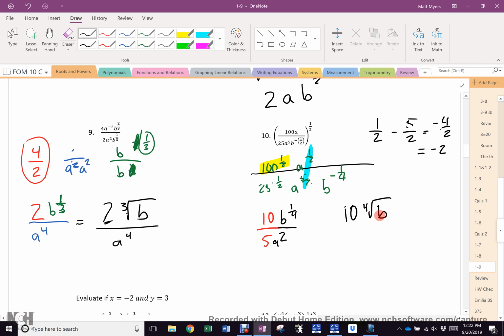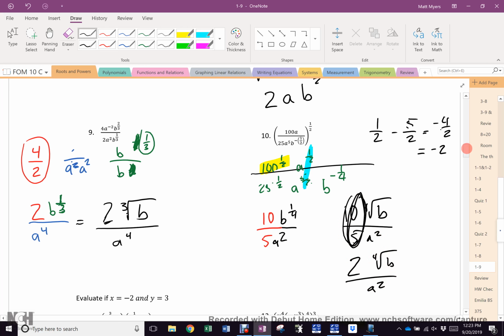Yep. Over what? 5A squared. Am I done 4 out of 4? Look again. Amelia, am I done 4 out of 4? Why not? 2. 4th root B over A squared. Is everybody good?